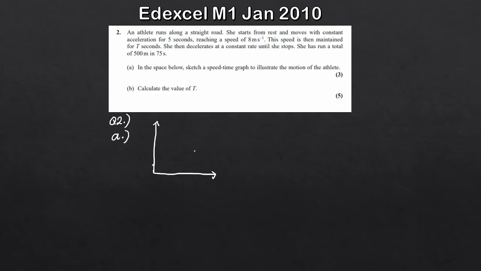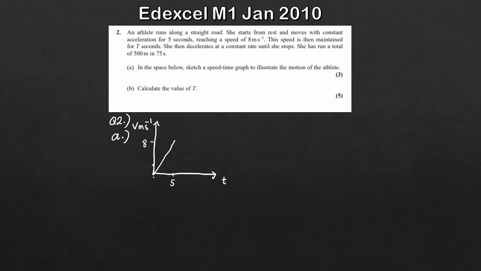It's nothing perfect, but just so you get the idea here. She starts from rest, so what that means is the initial speed is 0. So we're going to start down here. She has constant acceleration for the first 5 seconds, reaching a speed of 8 meters per second. So let's just say A is here, and this is 5 seconds there. So at 5 seconds, she's got a speed of 8 meters per second.